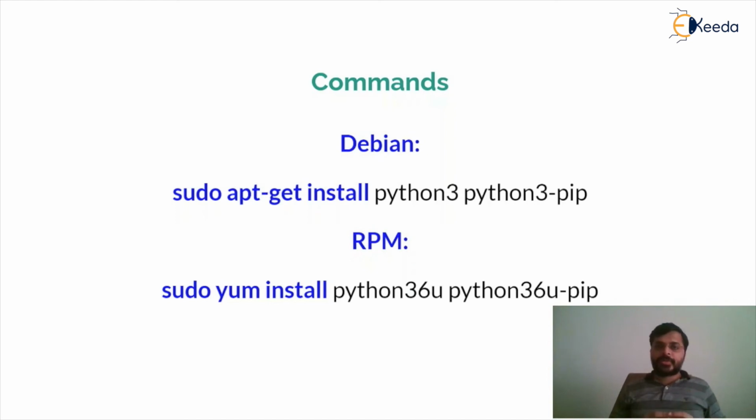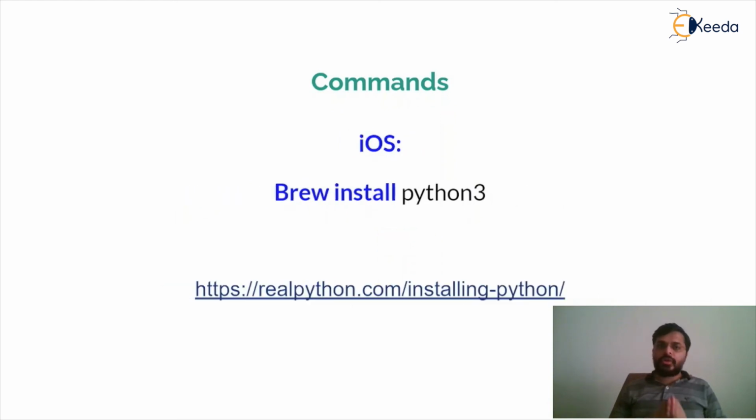For the RPM based Linux machines like CentOS and Red Hat, you can use sudo yum install python36u, which is the 3.6 version. If you want to install the 3.8 version, you can say python38u. And to install pip, you use python36u-pip or python38u-pip. To install on Mac OS, we use the command brew install python3.